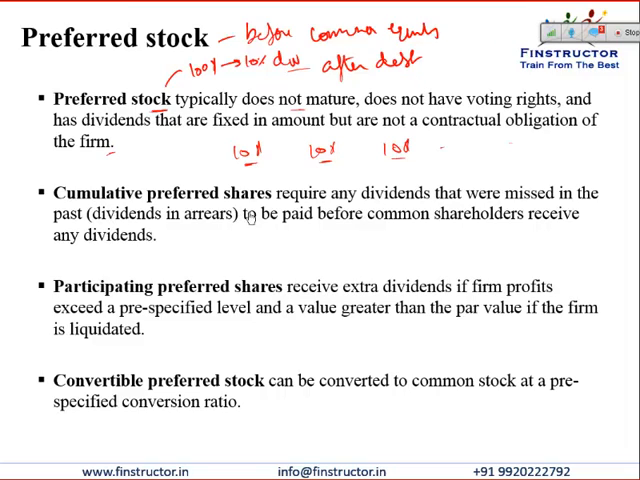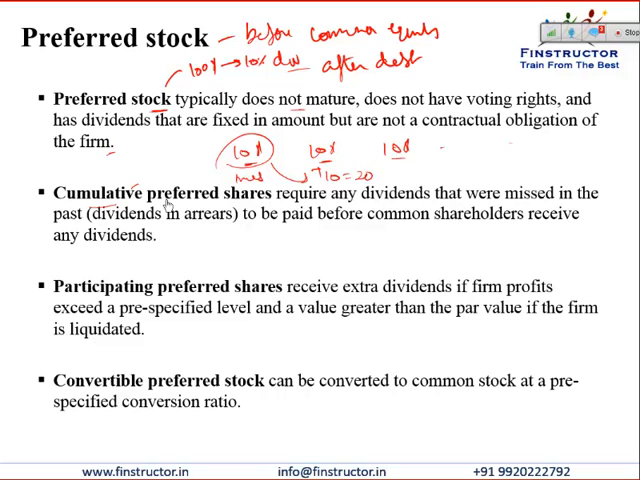Cumulative preferred shares require that any dividends that were missed in the past should be paid before common shareholders receive any dividends. So let's assume I missed this $10 payment in 1 year. So if I miss it, then in case of a cumulative preferred share, in the next year I'll have to pay 10 plus 10, $20 before any payout can be made to the common shareholders.